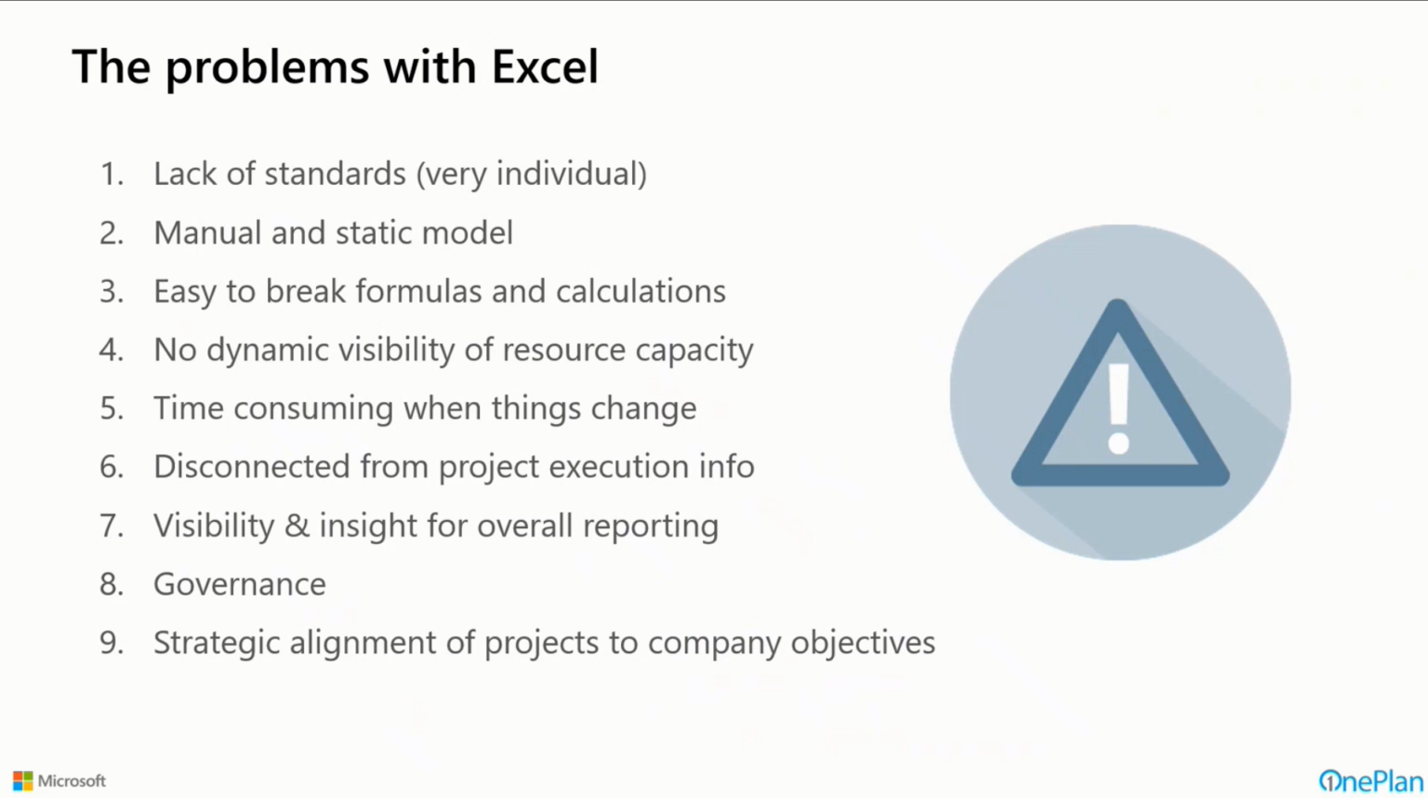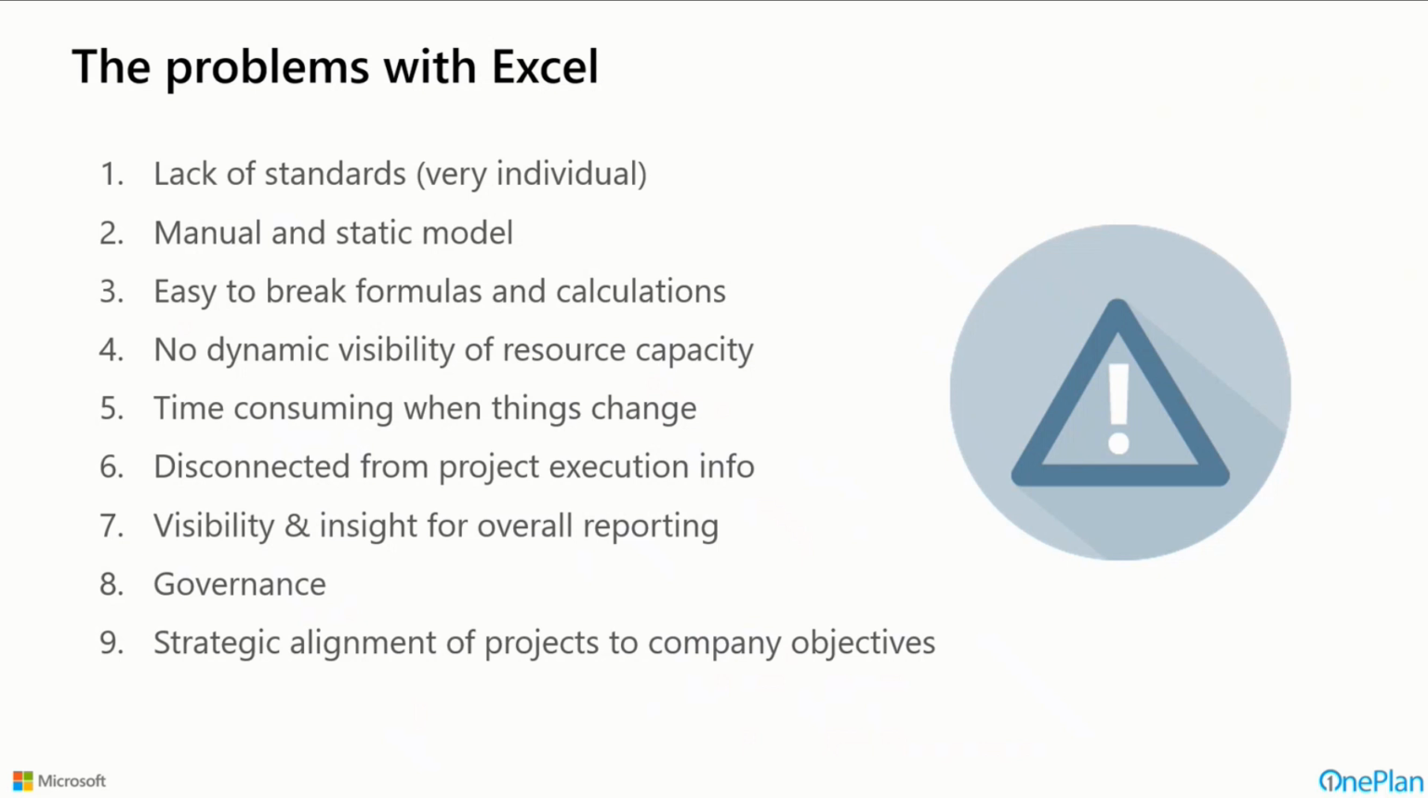It is a very manual and static model. It's easy to break formulas and calculations that are in there. And there's no dynamic visibility of resource capacity, necessarily, of what we really have and what we're trying to allocate. It's very time consuming, cell by cell, row by row, when things change, especially on a time phase basis. And it's not connected to anything else.